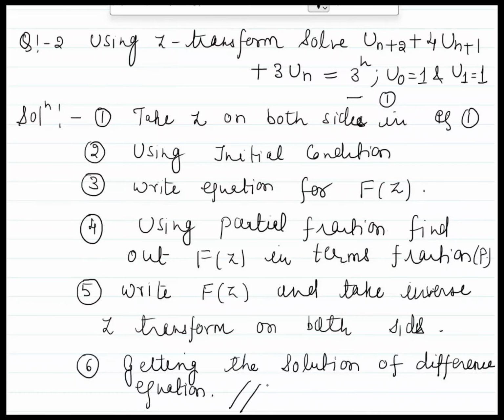The fourth case: if there is a repetition in the quadratic factor, like an squared plus bn plus c, and it is repeated as a square or a cube, this is called a quadratic factor repeated 2 times or 3 times. So there are different cases for the partial fraction, and accordingly we have to use the Z transform.